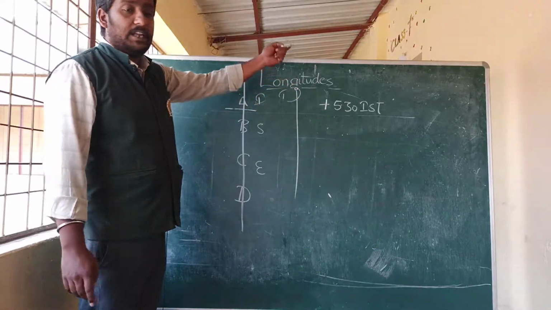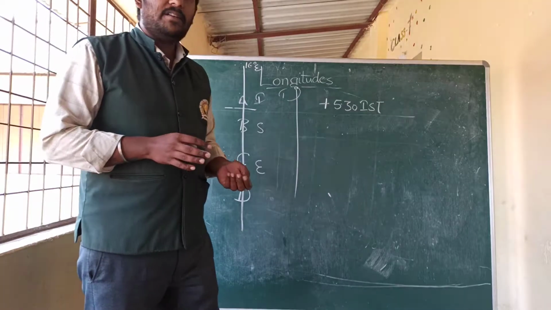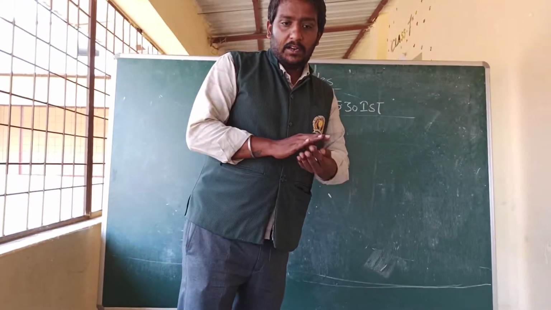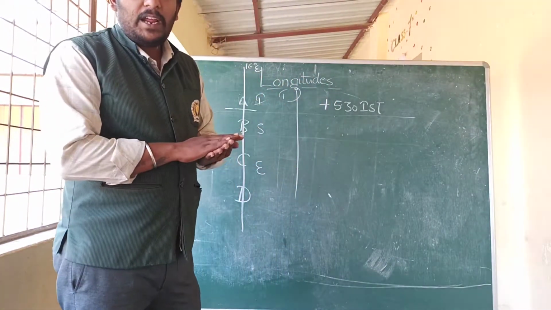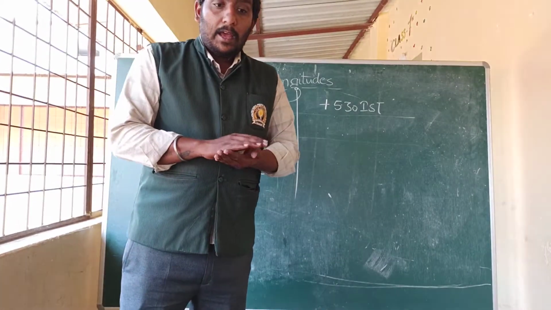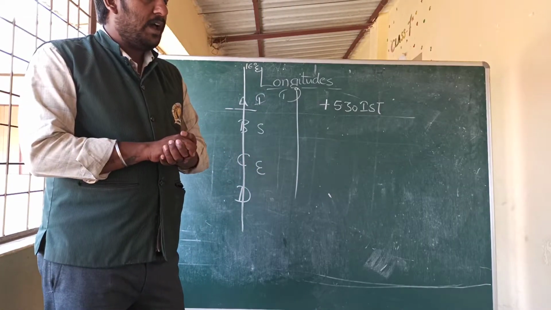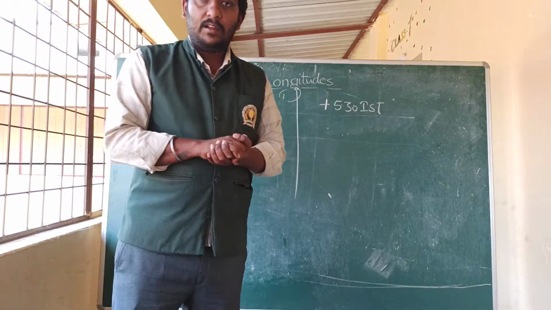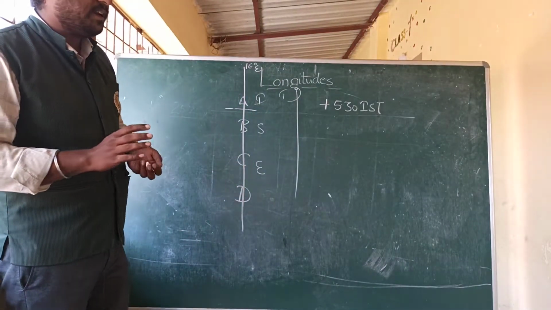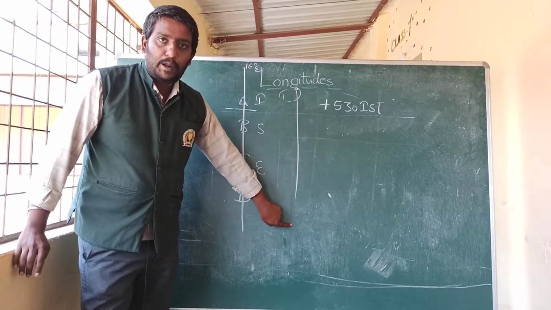That means the 0 degree area. 0 degree falls in many countries. Actually there are 8 countries which fall under 0 degrees. These are namely the United Kingdom, France, Spain, Algeria, Mali, Burkina Faso and Ghana. These are the countries which fall under this prime meridian.